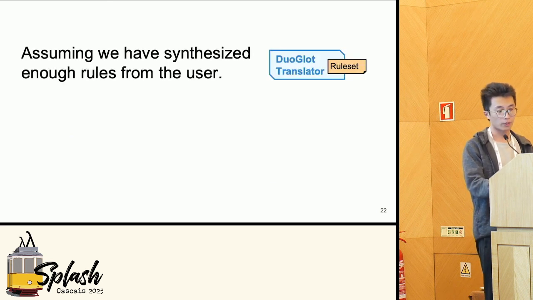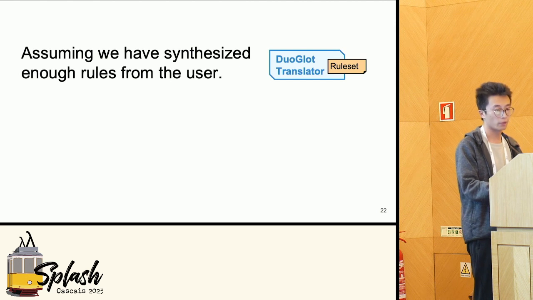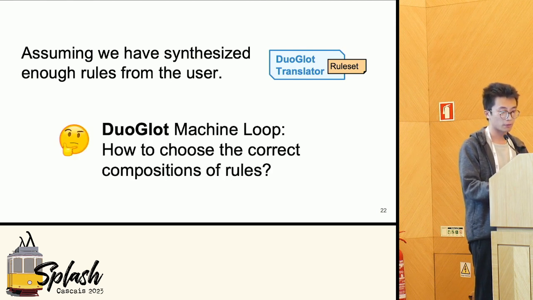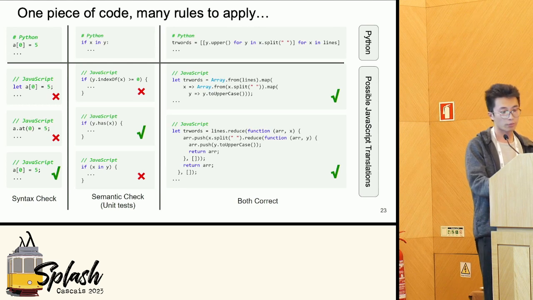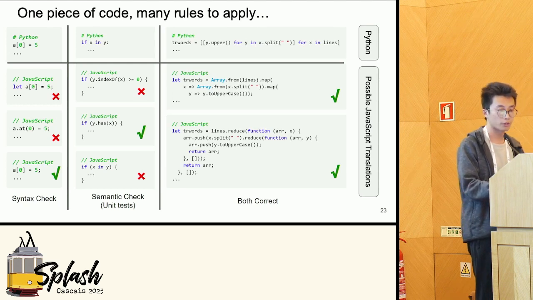Now, assuming that we have enough syntactic rules synthesized from the user, the second problem is related to the machine loop of DuoGlot, which is how do we choose the correct compositions of those syntactic rules? This is a problem because for one piece of source code, many rules may apply. So not all rule compositions result in correct translations.